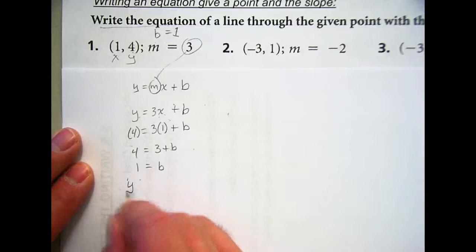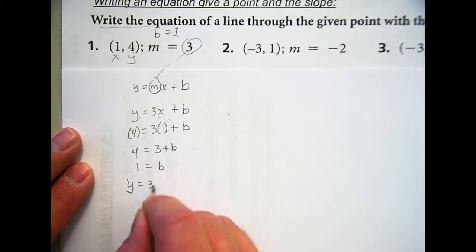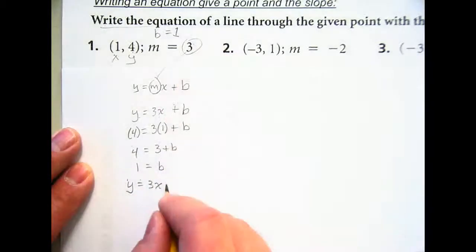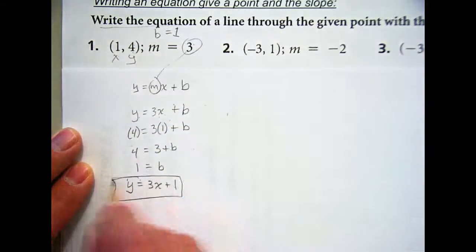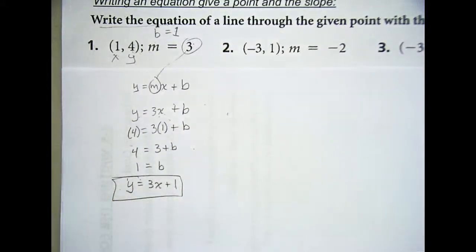Okay, so I'm going to put y equals 3x, good, m is 3, plus b, which is 1. Well done. Good work. Any questions on that? All right, I want you to try number 2. Okay, you can work with a partner if you like.